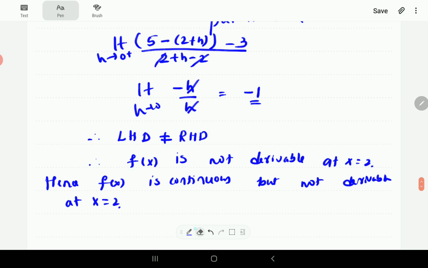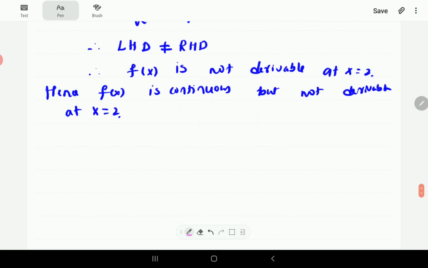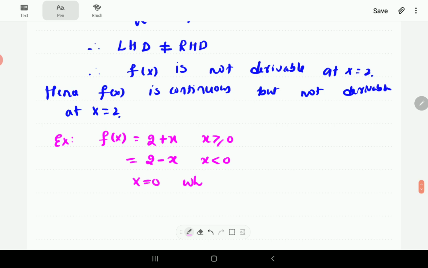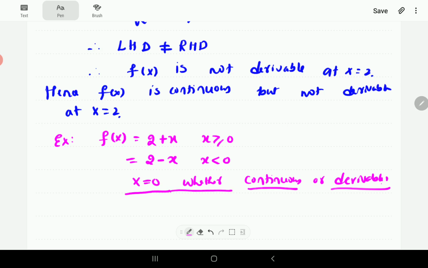Similarly, I will give you one example; please just try it and comment your answers in the box. Suppose I have f(x) equal to 2 plus x if x is greater than or equal to 0, and f(x) equal to 2 minus x for x less than 0. Then check at x equal to 0 whether the function is continuous or derivable, whether it obeys both or one fails. Just put your answers in the comments, and try this example in a similar fashion as we did in the previous example.